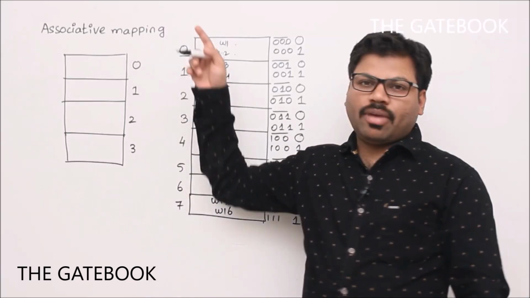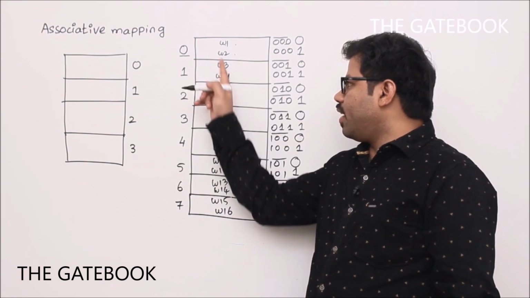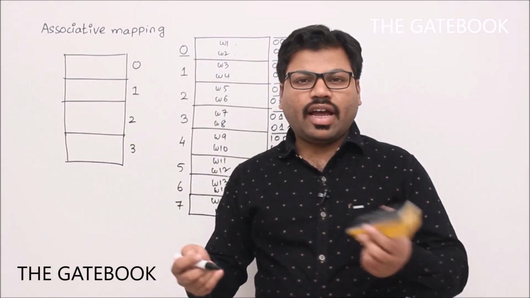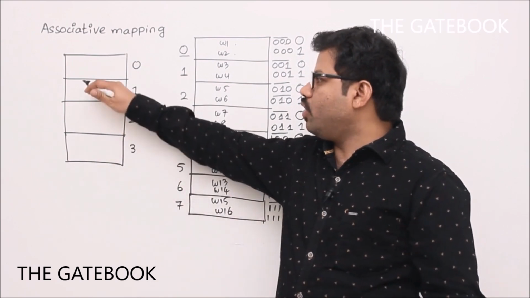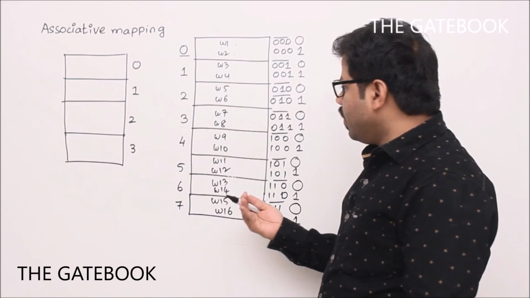Let us see associative mapping. In associative mapping, the simple rule is any main memory block can go to any cache block. Such a way we plan, so that we will be effectively utilizing the cache. But what are the consequences? We will see. First we'll see with one example.